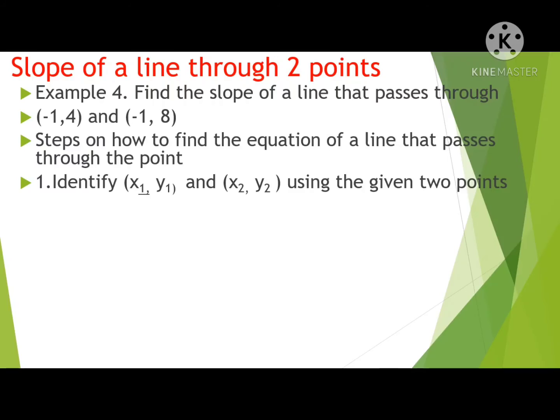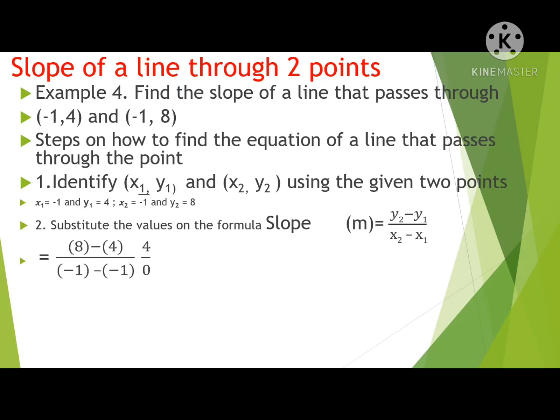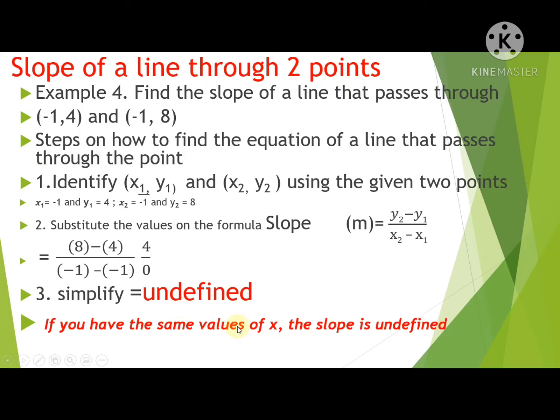Applying the steps, identify the x sub 1, y sub 1, x sub 2, y sub 2, and then substitute the values in the formula of the slope, and then simplify. So, 8 minus 4 is 4, negative 1 minus negative 1 is 0. So, the answer is undefined. Division by 0 is not allowed. So, same, if you have the same values of x, the slope is undefined.